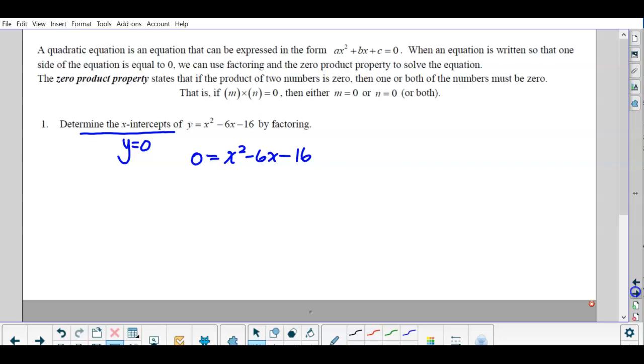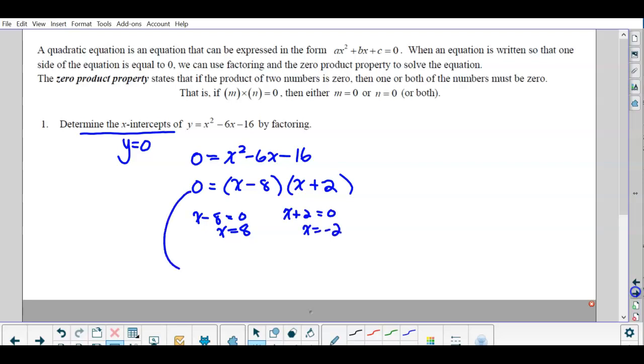Yeah, negative 8 and 2. Good. It doesn't matter which factor is first. Now, in order to be equal to 0, each factor has to be equal to 0. You can show them separately, but you should be at the point where you don't have to. You should be able to look at this now and say x equals negative 2 and positive 8.